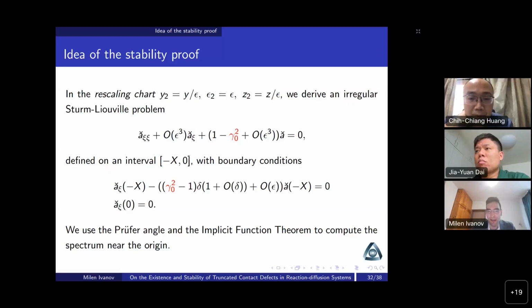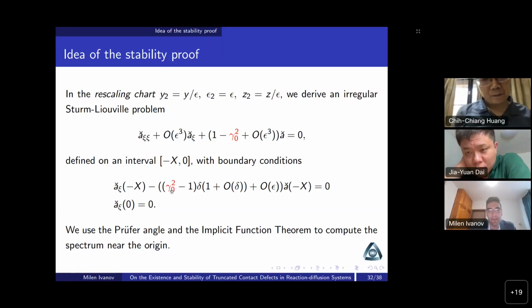However, when epsilon is equal to 0, this is mildly, in quotation marks, irregular, right? When epsilon is 0, this is still our favorite Sturm-Liouville problem, with the not perfect boundary condition. So if we go through the theory of Sturm-Liouville, like the Prüfer angle and implicit function theorems, we can compute the spectrum near the origin. And again, we can compute a finite number of eigenvalues near the origin.